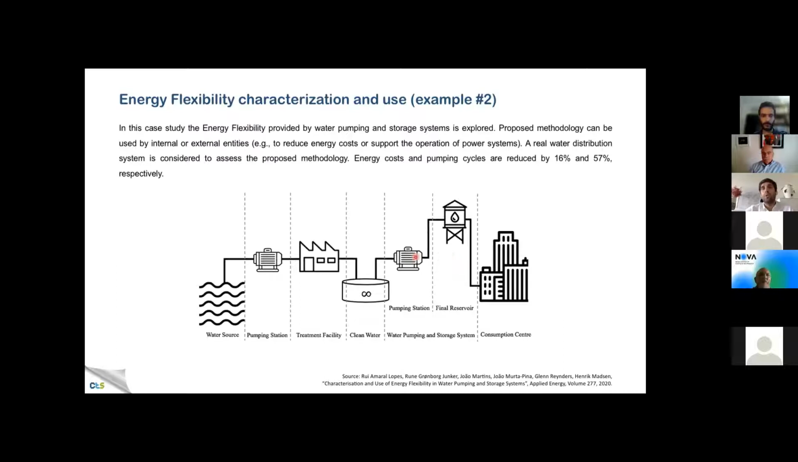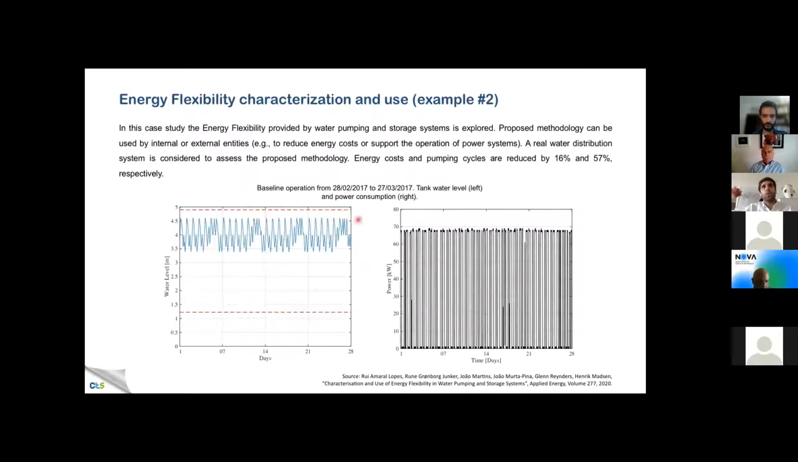So what we did was to characterize this flexibility and develop a methodology that allows this flexibility to be used both internally by the system operator to minimize electricity costs, for instance, or by external entities that can use this methodology to support operation of the distribution system of electricity, or the transmission system operator in case of the transmission system. So we started by collecting data from their SCADA system.